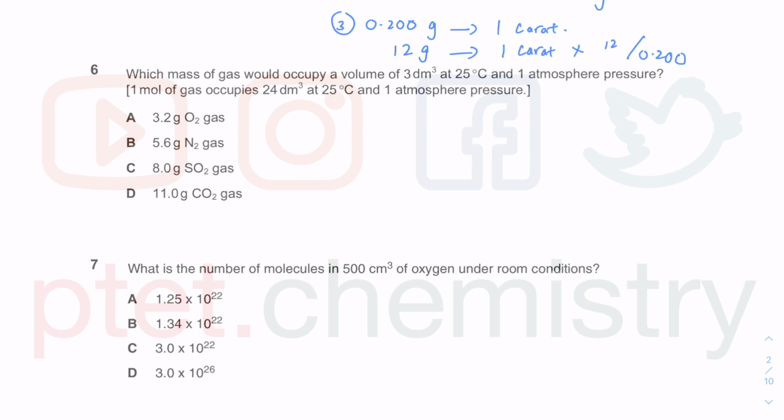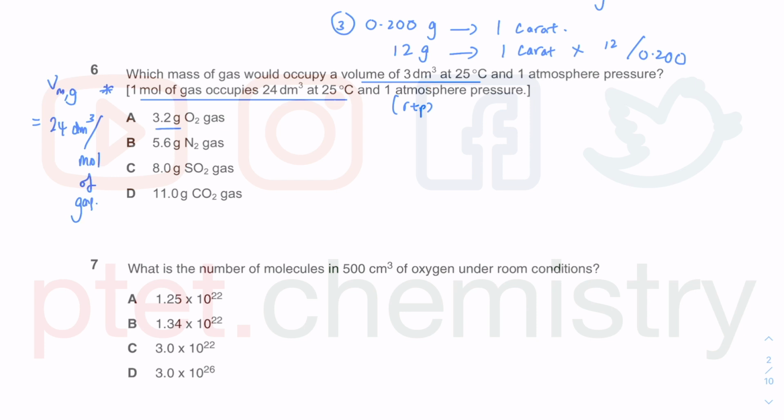Question 6, we are looking at these calculations involving gases. At room temperature and pressure, the molar volume of any gas at 25 degrees Celsius and 1 atmospheric pressure is 24 dm³, because it's the volume for 1 mole of any gas. You want a gas occupying a volume of 3 dm³.